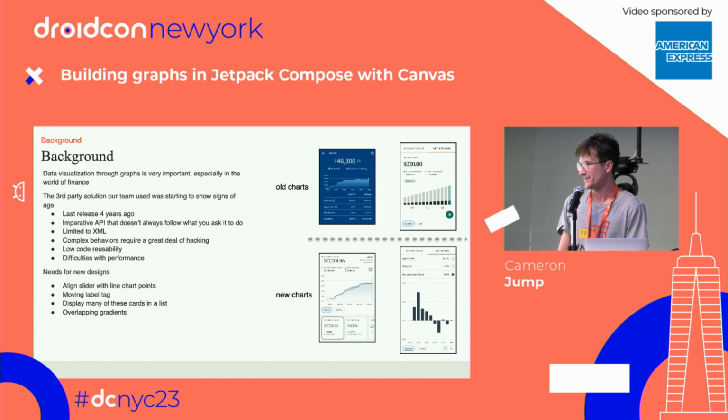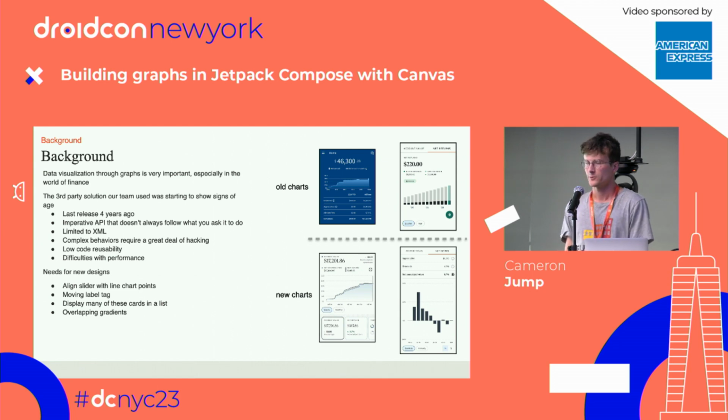And because it was limited to XML, in order to test changes, we'd have to build our entire app. Also, any complex behavior in this library required a great deal of hacking. On this example on the right, with the scrubber aligning, I just had to do some really dumb math to get that scrubber to line up with the chart, because there's no way to actually link them together. And also had to override methods I should not have been touching to get many different charts to work. Also, the performance was lacking.